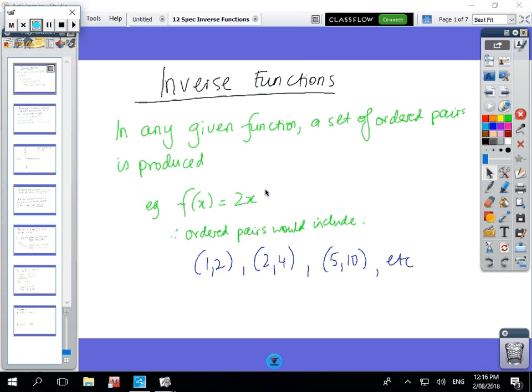Okay, I want to do an introduction to inverse functions, which will help us later on with our calculus. So basically, in any given function, we can produce a set of ordered pairs. So for instance, for f(x) = 2x, for x equals 1, y equals 2, x equals 2, 4, 5, 10, etc. So you get ordered pairs from that function. So that's nothing new.